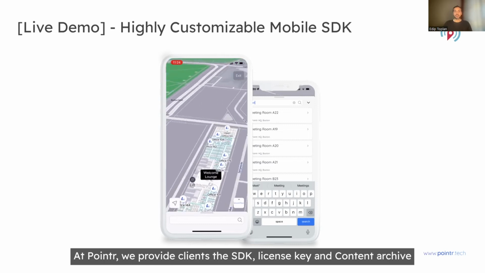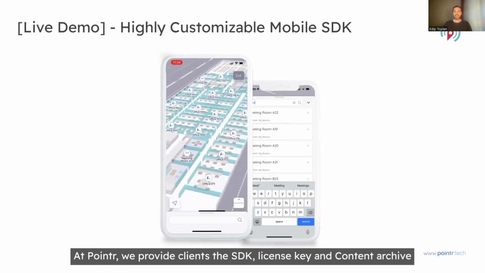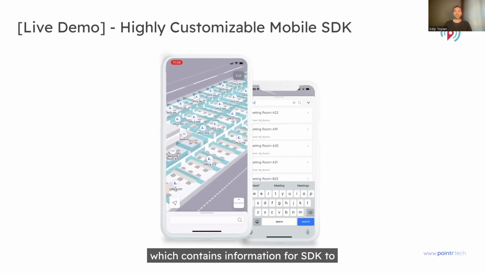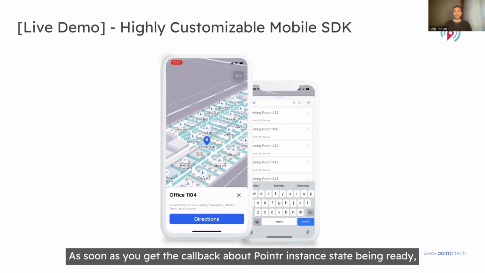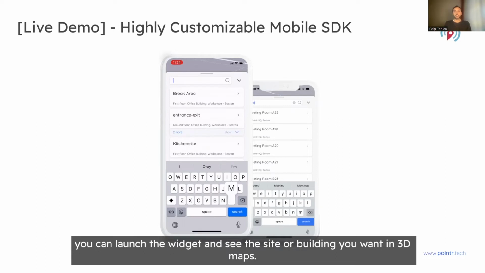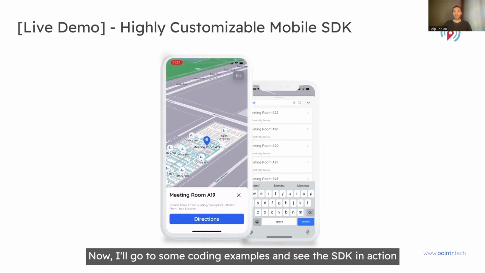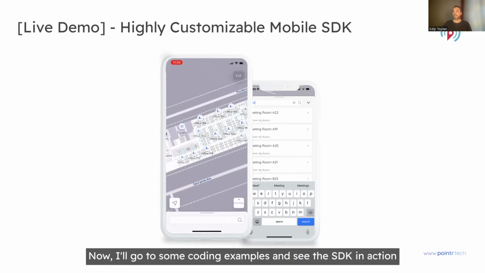As Pointr, we provide clients the SDK, license key, and content archive which contains information for SDK to connect and fetch data from related Pointr Cloud instances. As soon as you get the callback about Pointr instance being ready, you can launch the widget and see the site or building you want in 3D map. Now I will go through some coding examples and see the SDK in action.